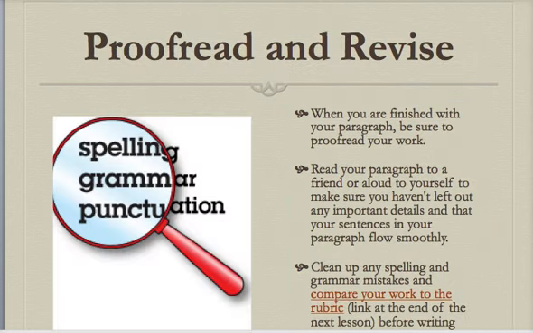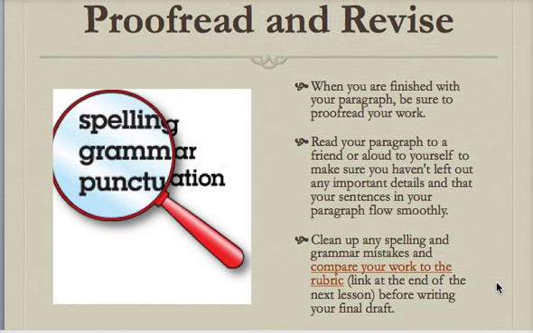So then you proofread and revise. When you're finished with your paragraph, be sure to proofread your work. Read your paragraph to a friend or aloud to yourself to make sure you haven't left out any important details and that your sentences in your paragraph flow smoothly. Okay? Clean up any spelling and grammar mistakes and compare your work to the rubric before writing your final draft. You'll find a link to the grading rubric at the end of the next lesson.